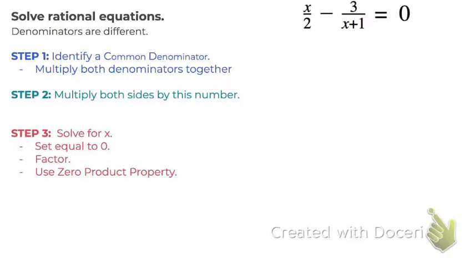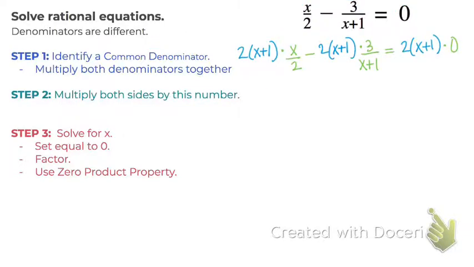It doesn't have to be the least common denominator, it just needs to be a denominator they can have in common. And we're going to do this by just multiplying the two denominators, 2 times x plus 1. And now we're going to multiply both sides of the equation by this 2 times x plus 1. So we're going to multiply this side by 2 times x plus 1 and this side. Now when we multiply the left side, that means we need to multiply this by 2 times x plus 1 and also this. So let me write that out.